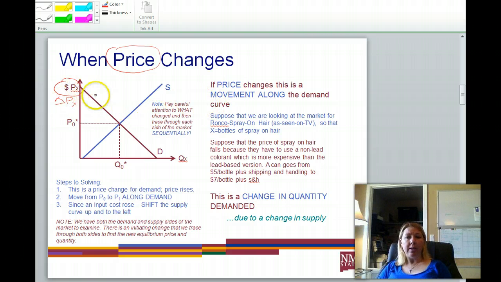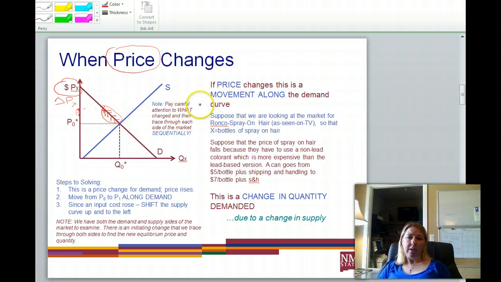If we're looking at demand and there's a change in price, let's say we move up to this price right here at P1. If we move up to P1 and we're looking at the demand side of the equation, what we see is that if price increases, we're going to move up and to the left along the demand curve. That's a change in price, and that's a movement along the curve. So that's going to be a change in quantity demanded.